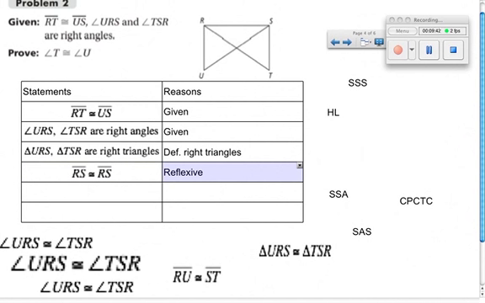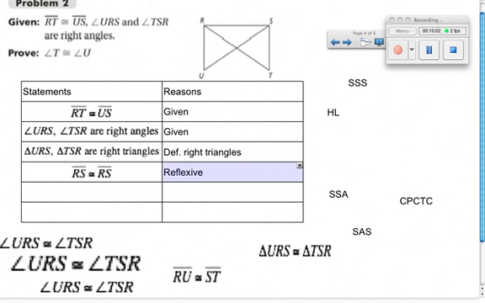Well, it might be URS, maybe TSR, because there's 4 of them. Yeah, but it's the triangle. It's the triangles that you're trying to say something about, not the angles anymore. Oh, I don't know. Did you say the triangle? Are they congruent? Yeah, triangle.